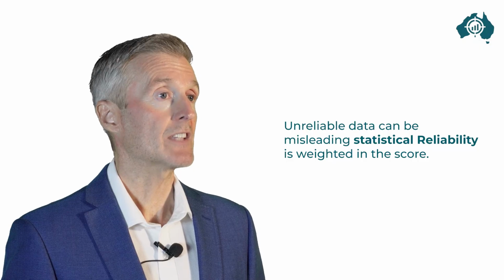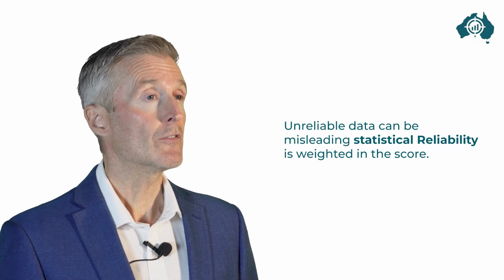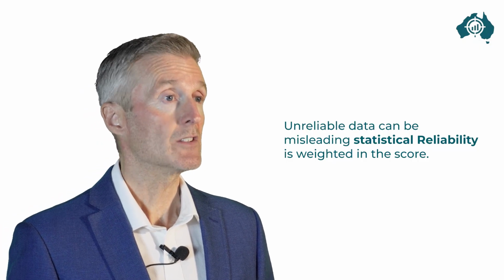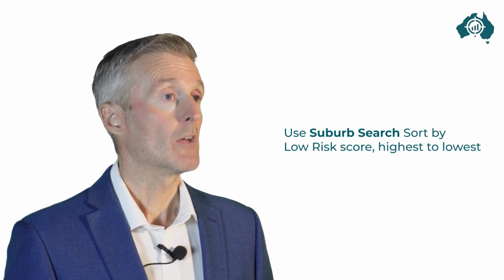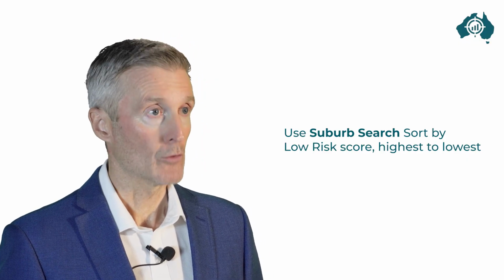Two suburbs may have the same demand to supply ratio, but different low risk scores. And this is because one suburb may have a better vacancy rate and market cycle timing score than the other. To seek out suburbs with good growth potential and lower risk, use suburb search and sort property markets from highest to lowest by this low risk score.